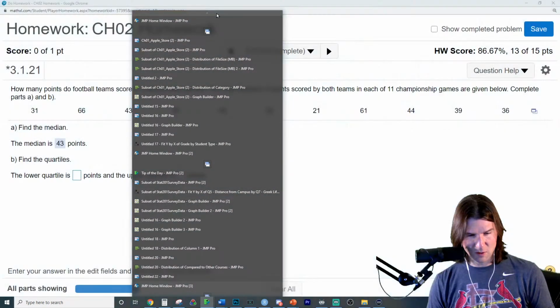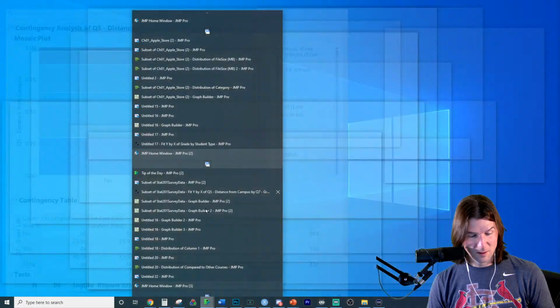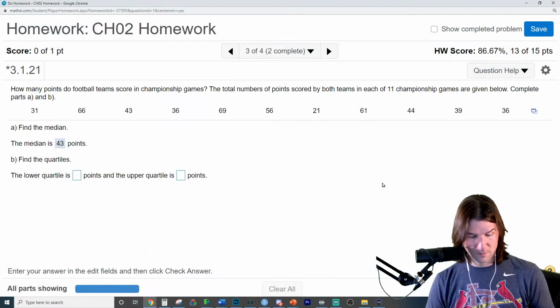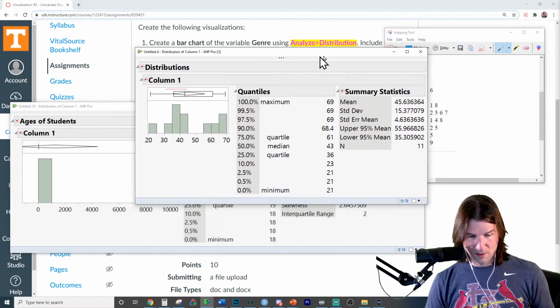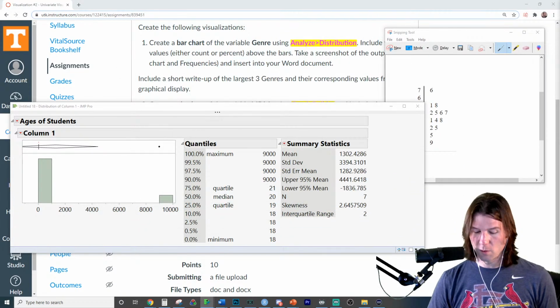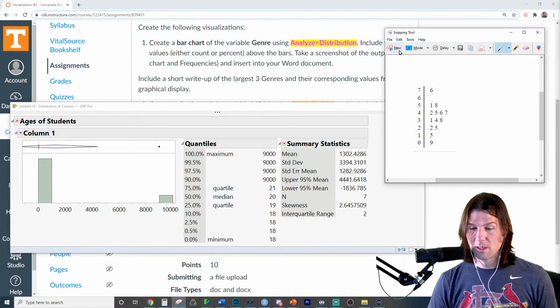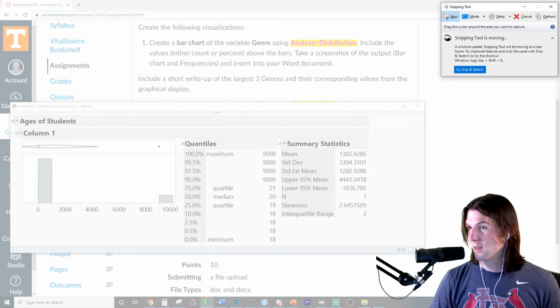The way it's organizing this is so weird. Why can't I find it? Really? There we go. The quartiles, let me put it over here. You know, we'll screenshot it. Make life easier. Let's see.